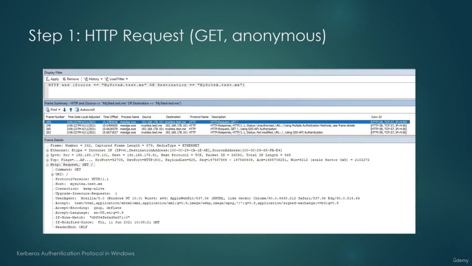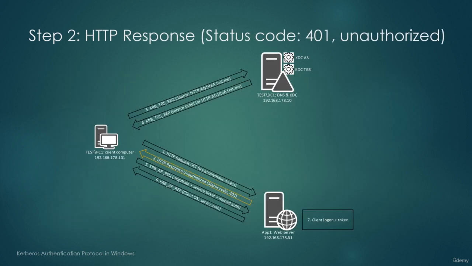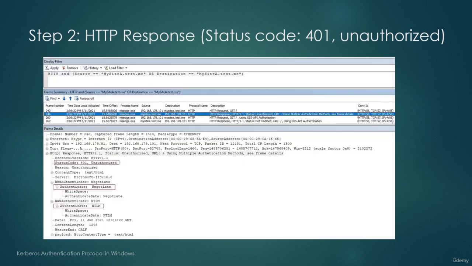Here is the initial GET request in Network Monitor. If anonymous access is not enabled, the server responds with HTTP status code 401 unauthorized. The client then starts the Kerberos authentication process for the specific service. Here is the 401 unauthorized response in Network Monitor.